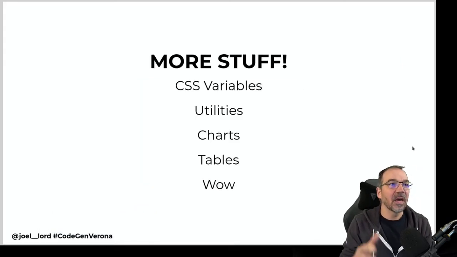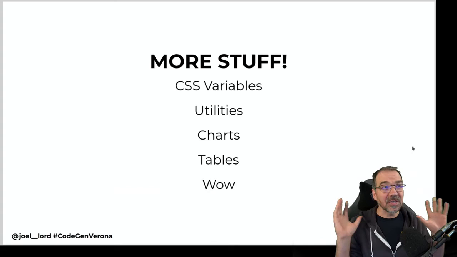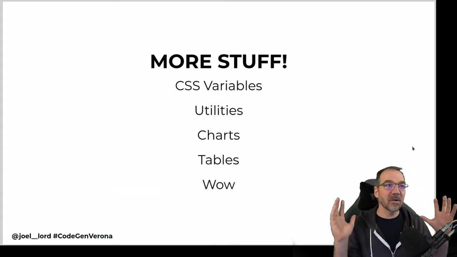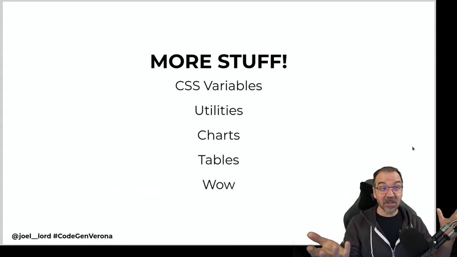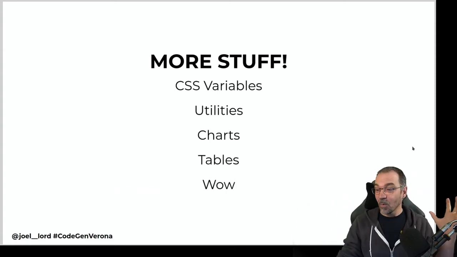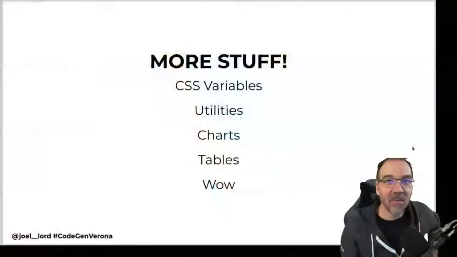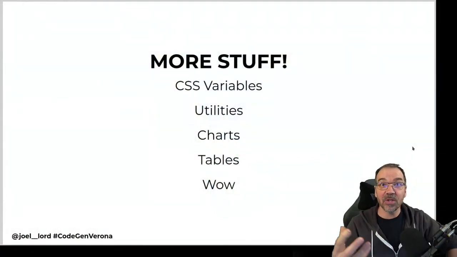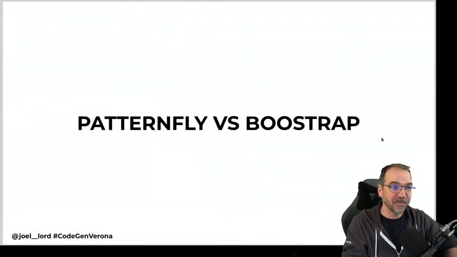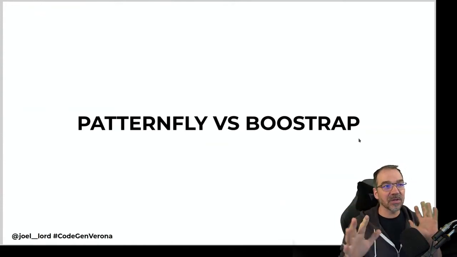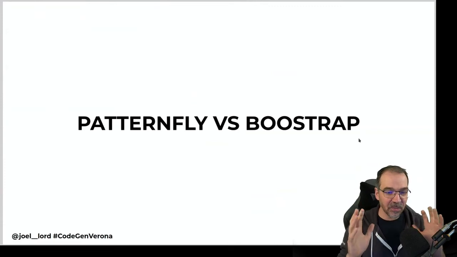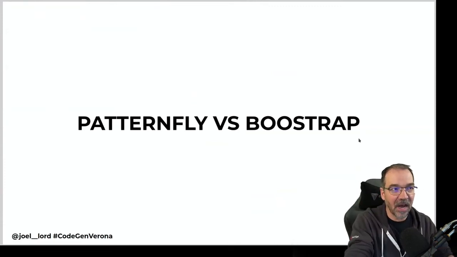Okay, and there's a lot more stuff. There's all the CSS variables that are described on the website, all the utilities, stuff like aligning text. There's charts, tables. Wow, right? There's so many different things that are available to you as part of the website and as part of all the documentation and the design guidelines. All right, so I'll come back to this at the end. We'll talk about Patternfly vs Bootstrap. Let's just jump into some code and let's take a look at how it actually works.